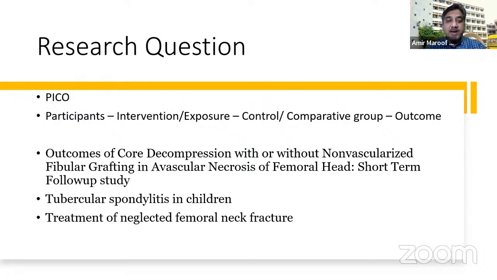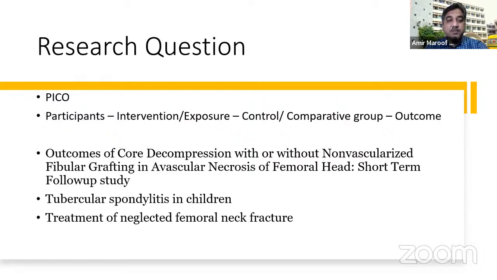So you will find that there are certain observational studies, there are certain comparative studies, there are certain cross-sectional studies. Depending upon the objectives of your study, your research question will have, if you are comparing, a comparator. If you are not comparing, you will not have a comparator. If you are intervening, you will have an intervention. So either you will have PICO or you will have P and O.